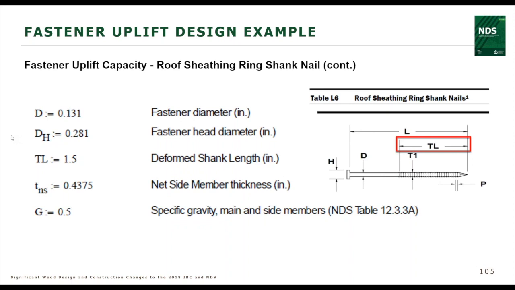These all come from Appendix Table L6, with the exception of our net side member thickness. That's our 7/16 OSB. Our G is equal to 0.5 for both of our members, but really we're only interested in the side member specific gravity for this example, which is the Douglas fir-larch 2x6.